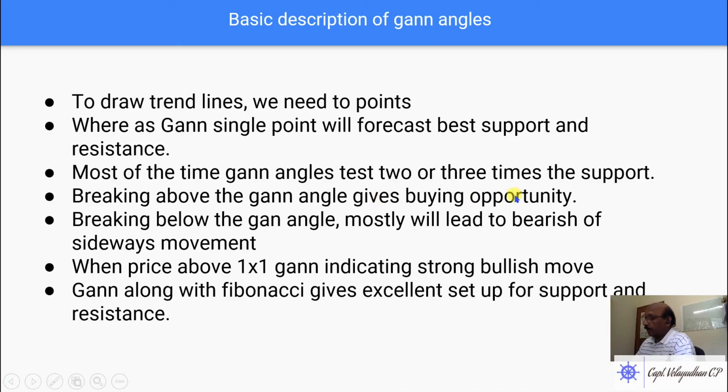See, most of the time, Gann angles are tested 2 or 3 times, either as support or resistance, before breaking out or breaking down. Breaking above a Gann angle gives a buying opportunity. Breaking below a Gann angle will mostly be a sideways movement or a bearish movement.